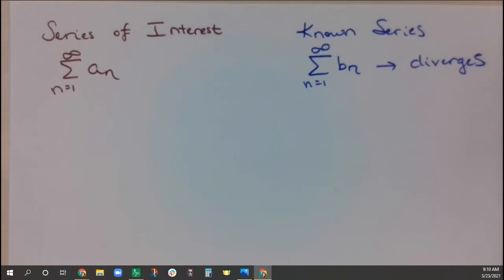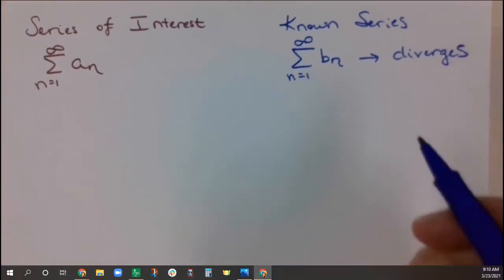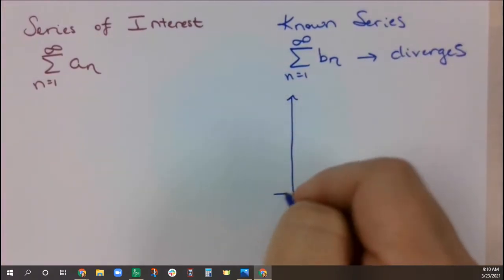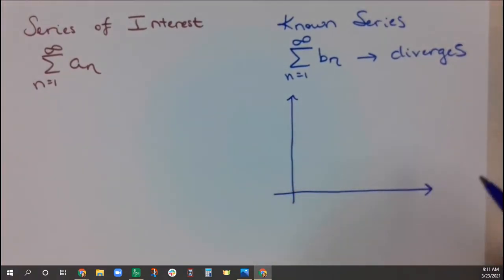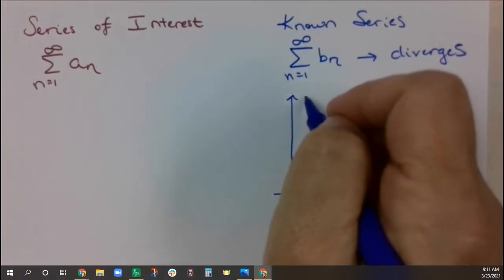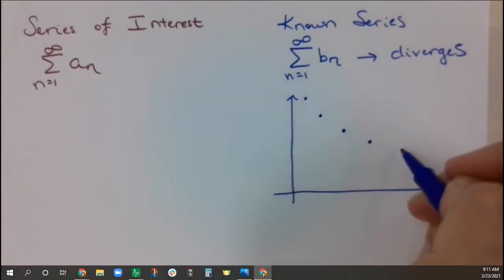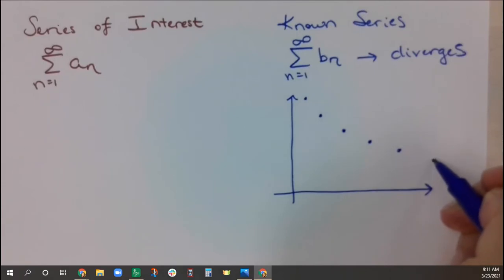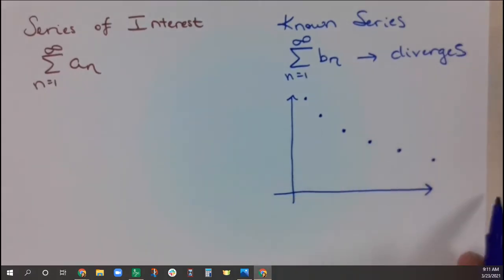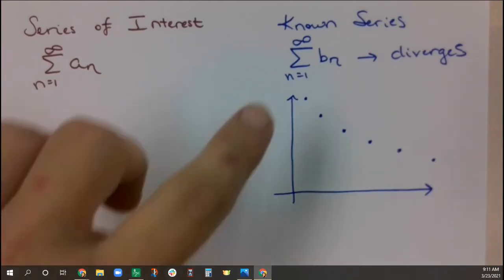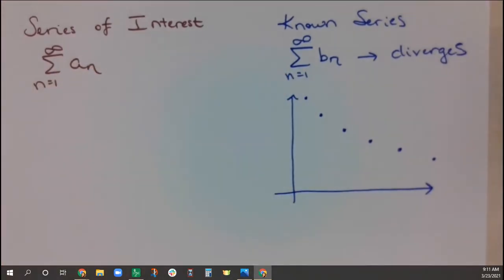But for this discussion, I'm going to say that this B sub n series, which is diverging, has terms that are still approaching zero and decreasing to zero, but they're doing it too slowly. And that's the reason that it diverges: we can have terms that approach zero, but if they do so too slowly, then the infinite series is going to diverge.